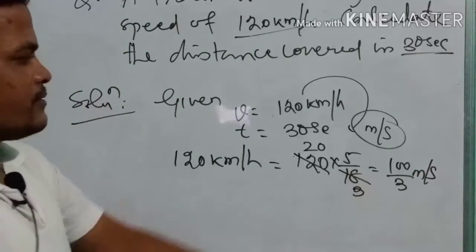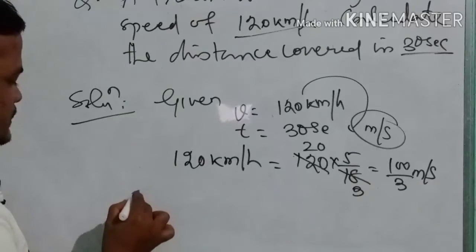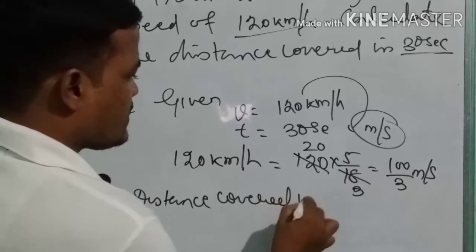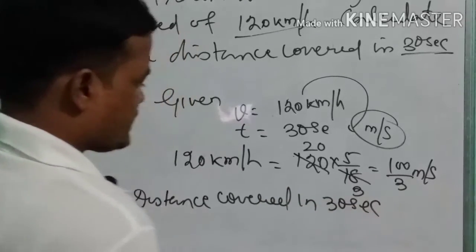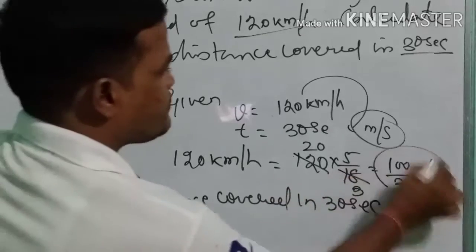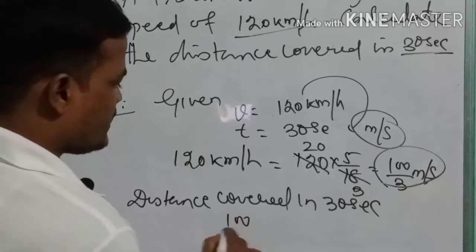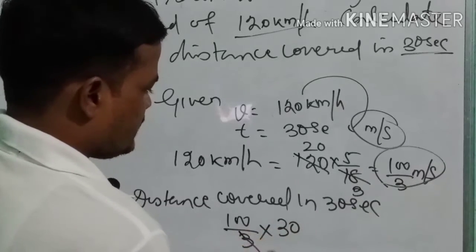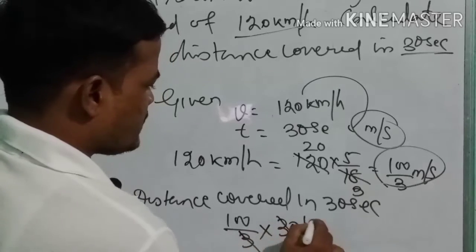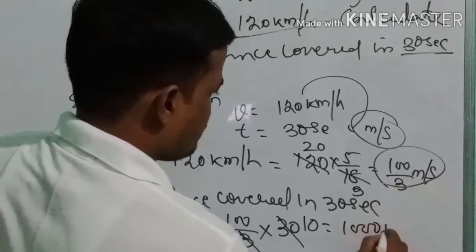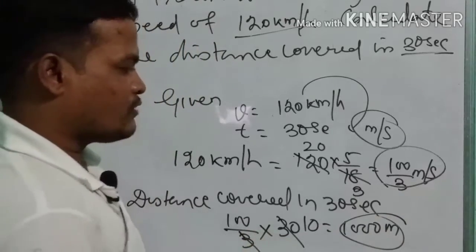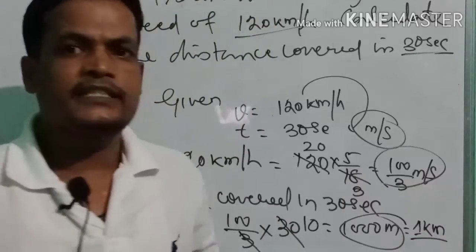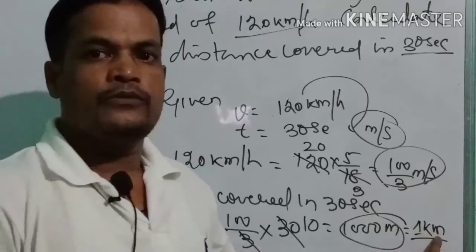So now we have got the field. Then the distance covered in 30 seconds, how much will it be? So speed into time: 100 by 3 into 30. 3 into 10 is 10, so 1000 meters, that is 1 kilometer. So the distance covered by the train in 30 seconds is 1 kilometer.